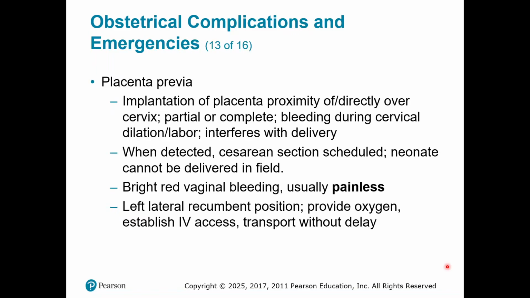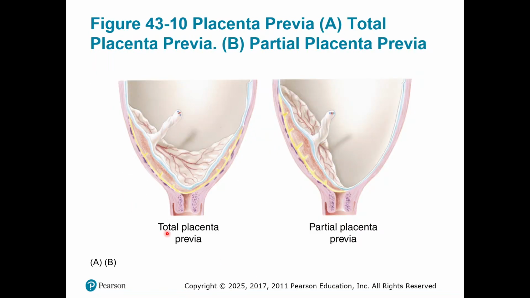Bright red vaginal bleeding that's usually painless can be a clue that the patient is suffering from placenta previa. We're going to transport this patient left lateral recumbent, provide some oxygen, start to get your IVs going, and transport without delay. What you see here is where the placenta is actually blocking the vaginal canal. So that would be a total placenta previa, and a partial placenta previa would just be blocking half of that, or a little more.